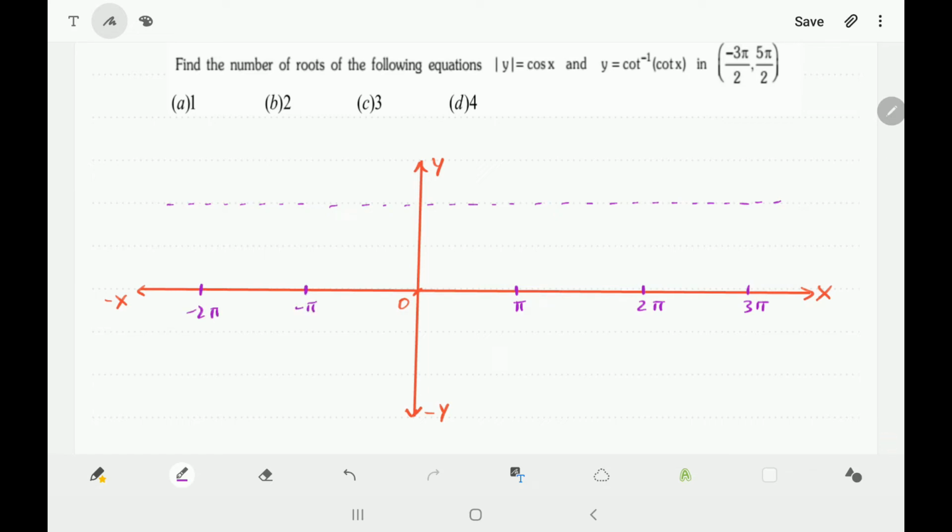In the principal value branch, cot inverse cot x will open up in x, so the PVB is 0 to pi open interval. So the function will be like this. Because it is periodic with period pi, this function will repeat with period pi.